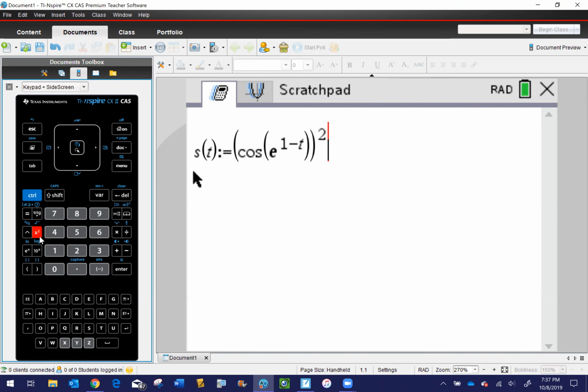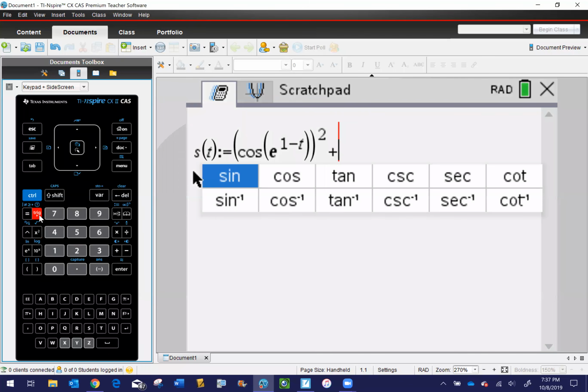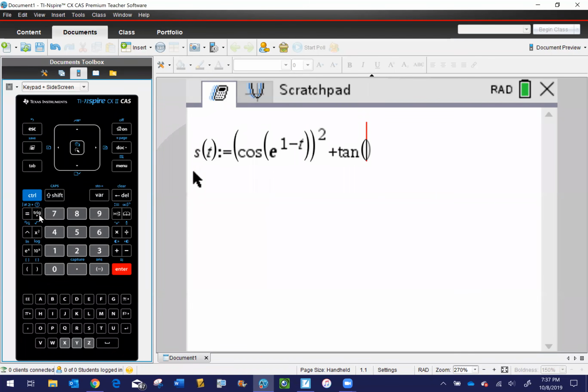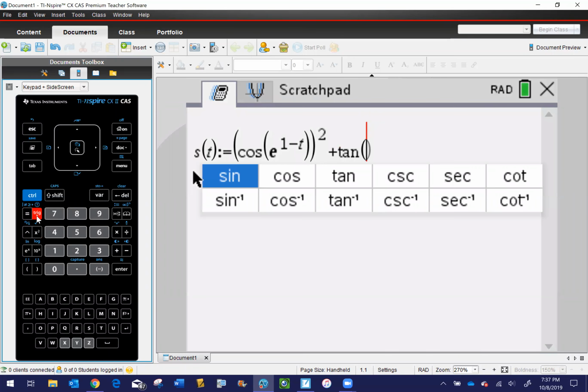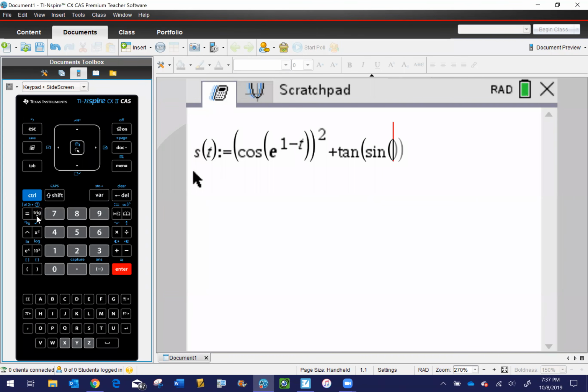All right, and if you think about it, this looks exactly like what you see on paper, doesn't it? Now you're going to add, and then you'll access the tangent from the trig menu, and then you go right back to the trig menu and access the sine, throw your t in.